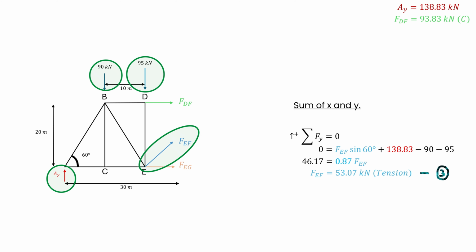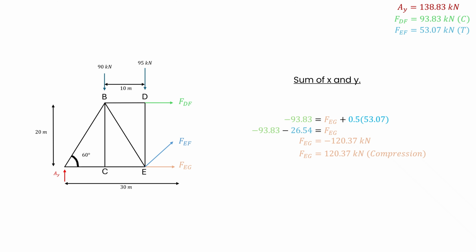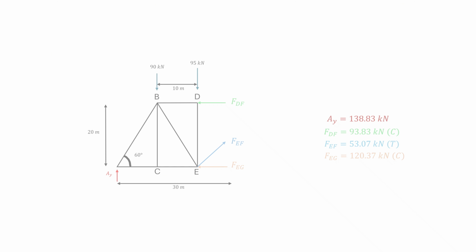So this is equation 3. Then we can substitute equation 3 into equation 2. So we can easily get FEG, since FEG is negative 120.37. It means the answer is compression, not tension. This is the final answer after we did the method of sections. As we can see, we have two compression and one tension.